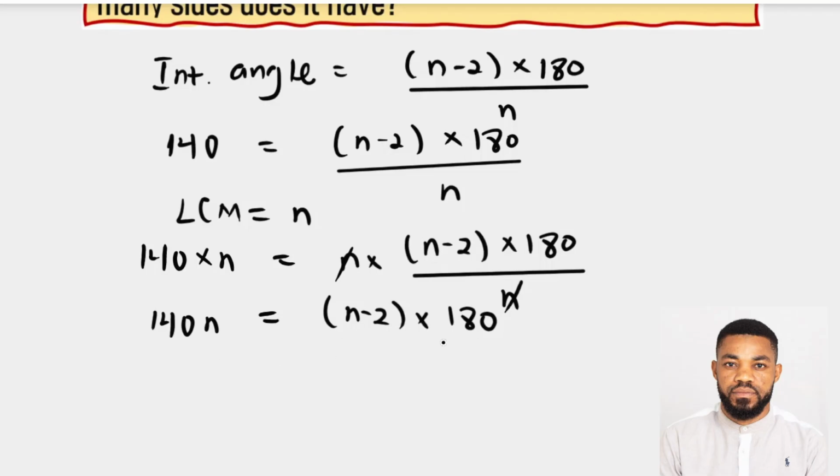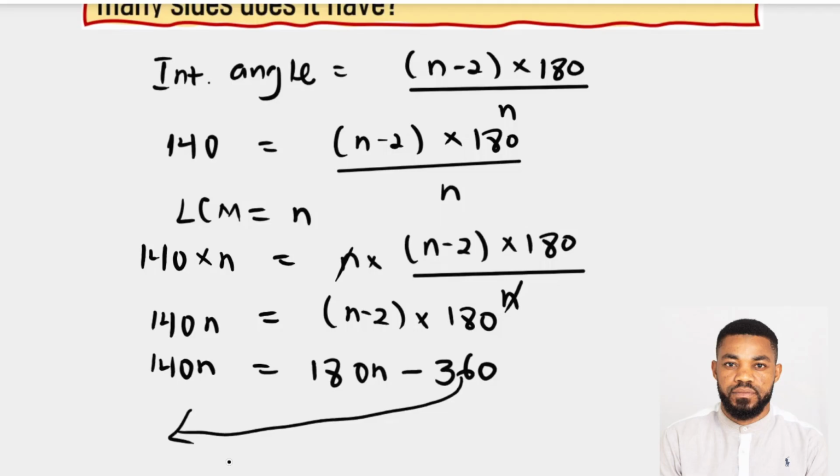We have to expand to remove the bracket. So we have 140 on this side equal to 180 times n, which will give me 180n. Now 180 times -2 gives me minus 360. So this is what we have. This is a simple equation. You can just make n the subject by taking the 360 to this side, and then we bring this one here. So let's do that right now.